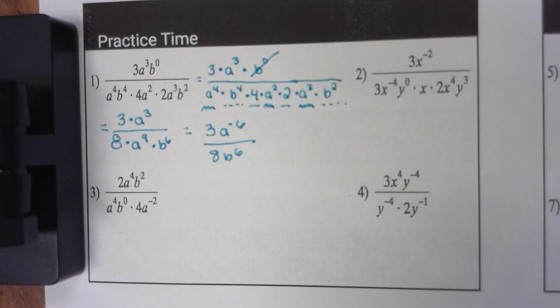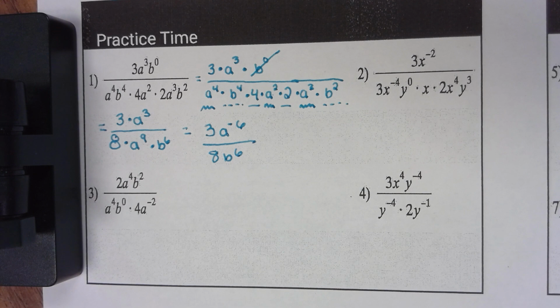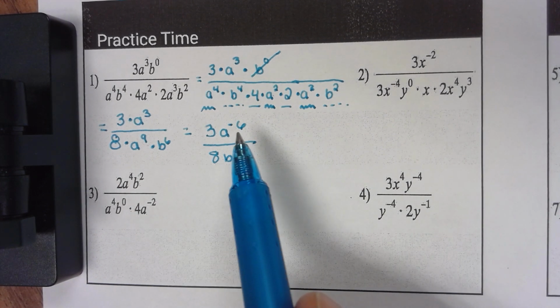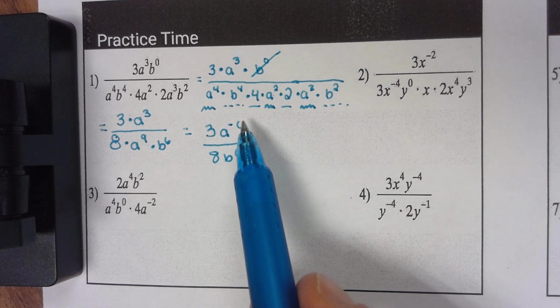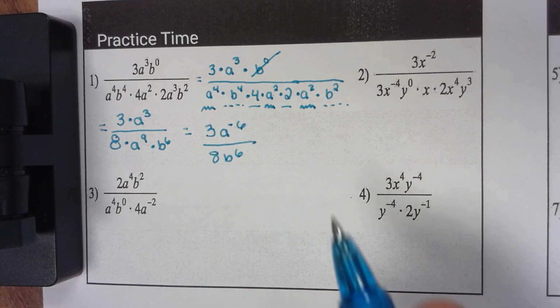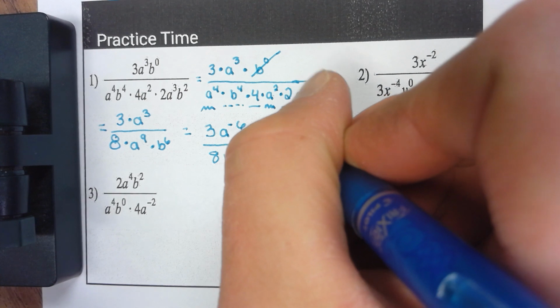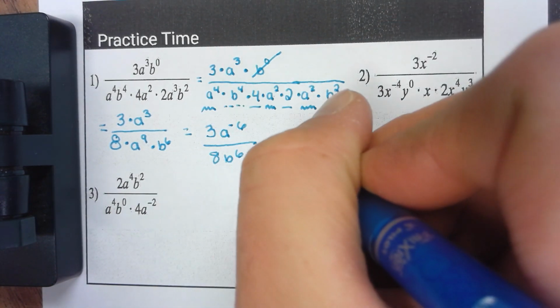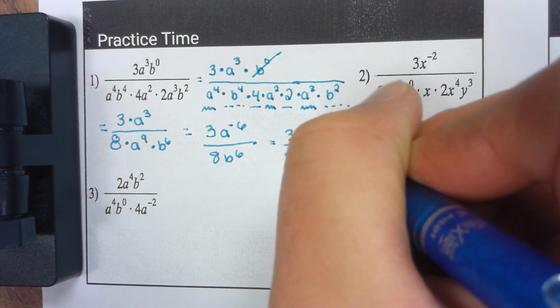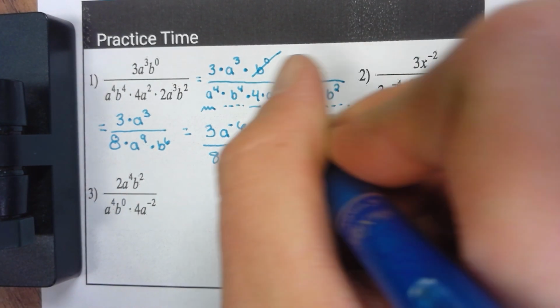And I'm going to show you another kind of shortcut here of how we can skip this step. But you'll notice I have a to the negative 6, and the negative exponent now tells me to send that term back down to the denominator and make the exponent positive. So that's 3/8. This is moving, so that's a to the 6th, b to the 6th. And this is fully simplified.